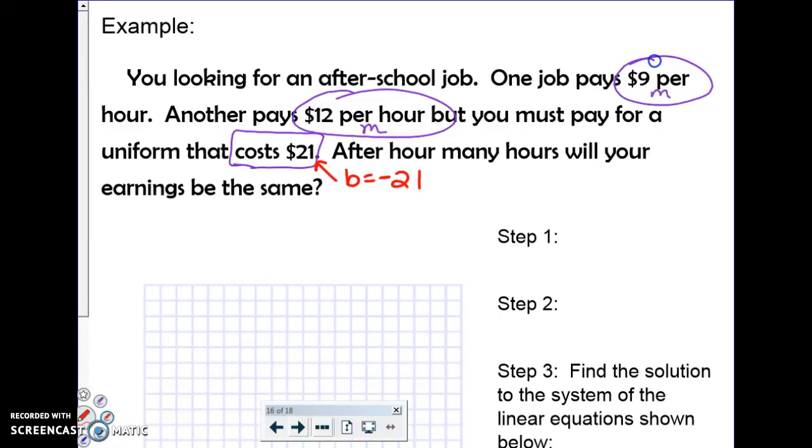So the point is, after how many hours will the jobs be the same? Because I'm not starting at $0 if I have to pay out $21. I'm starting in debt. So step 1, we're going to say, is make the equations on this one.